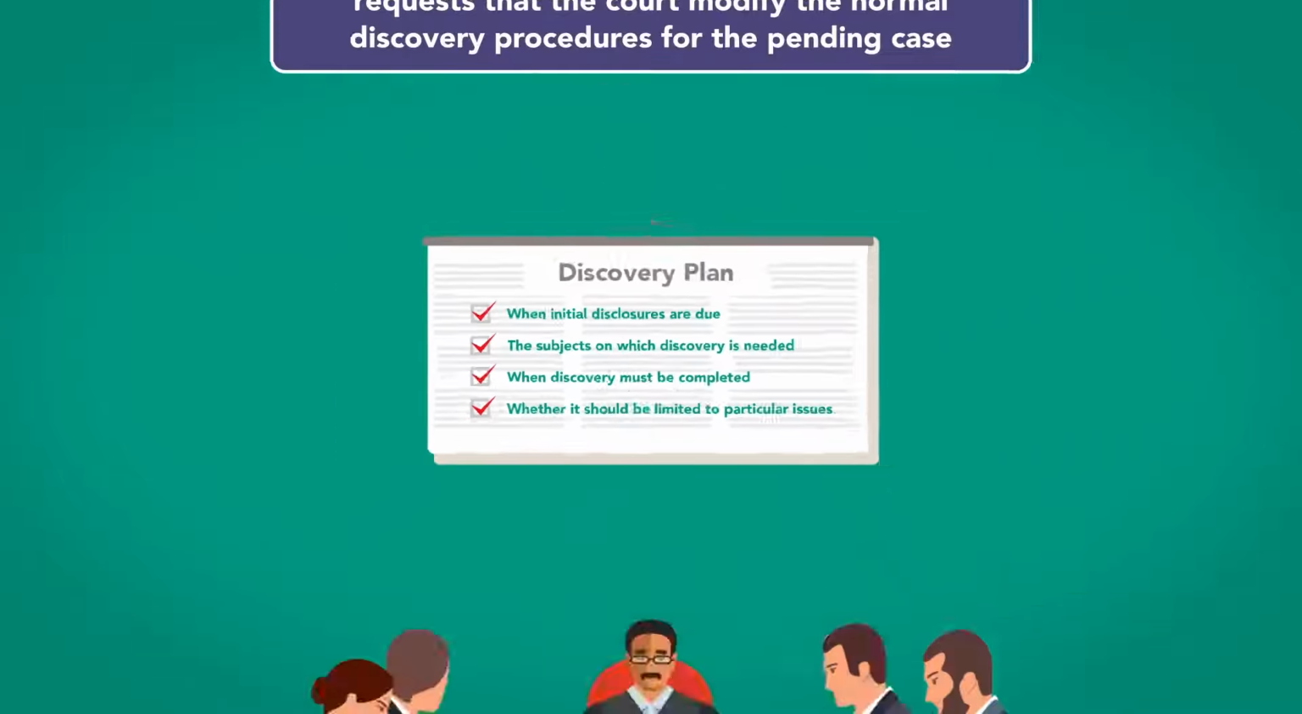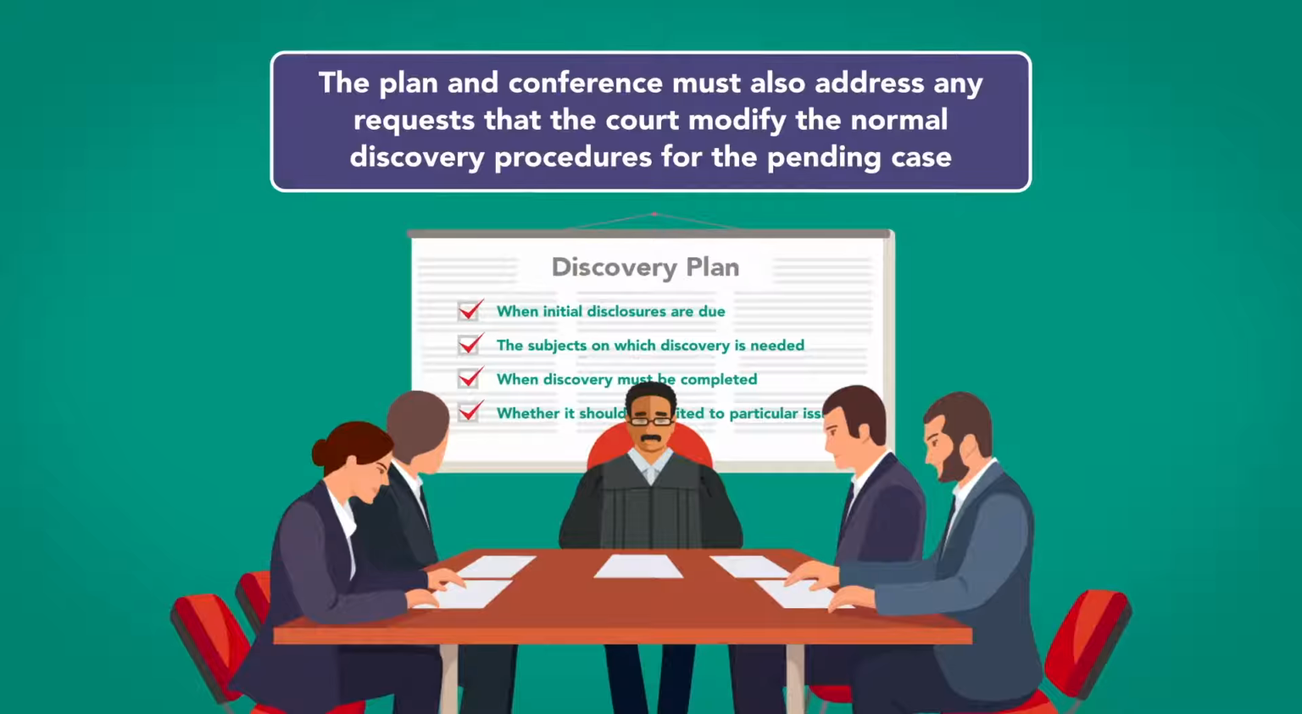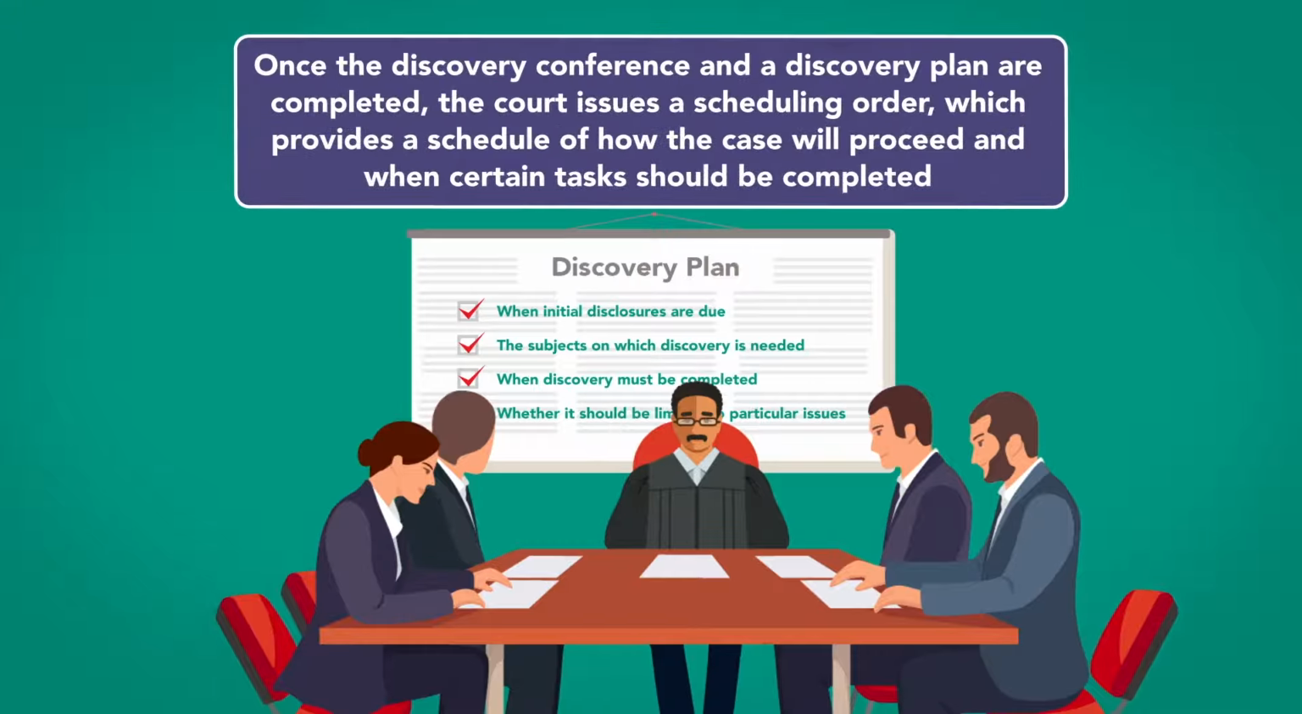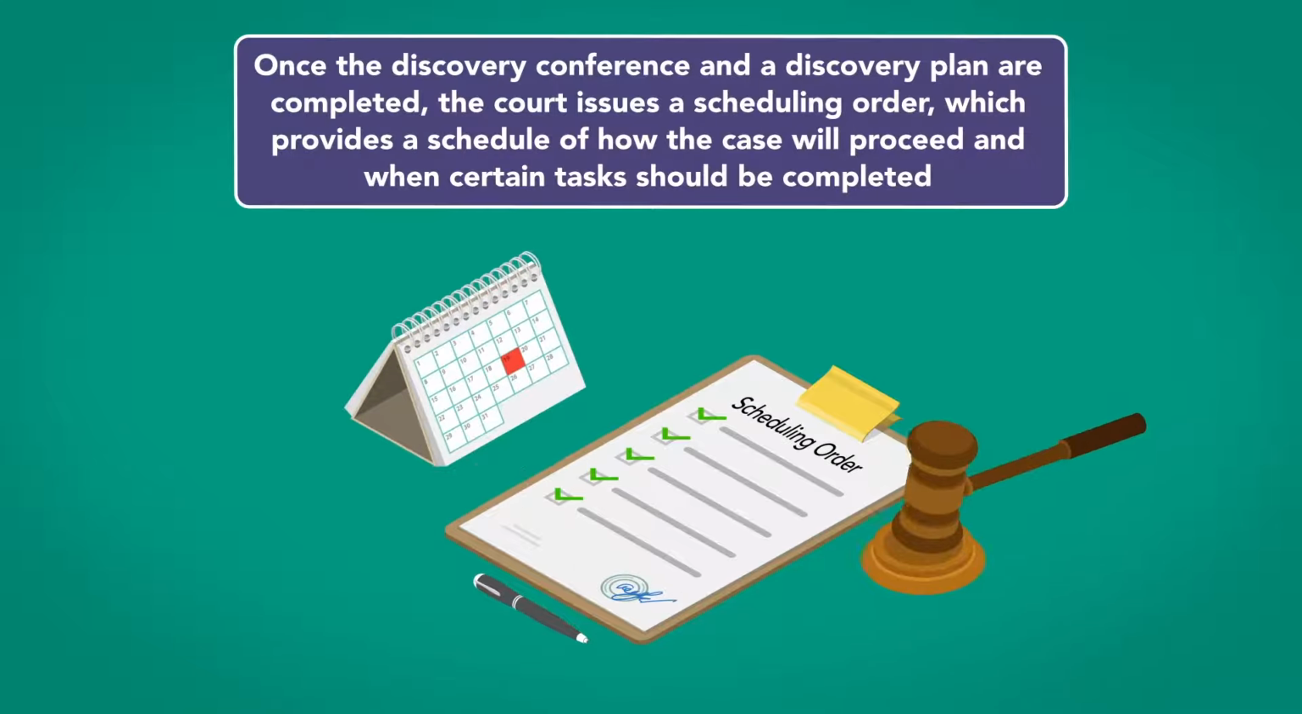The plan and conference must also address any requests that the court modify the normal discovery procedures for the pending case. Once the discovery conference and a discovery plan are completed, the court issues a scheduling order, which provides a schedule of how the case will proceed and when certain tasks should be completed. This helps avoid undue delays and protracted litigation.